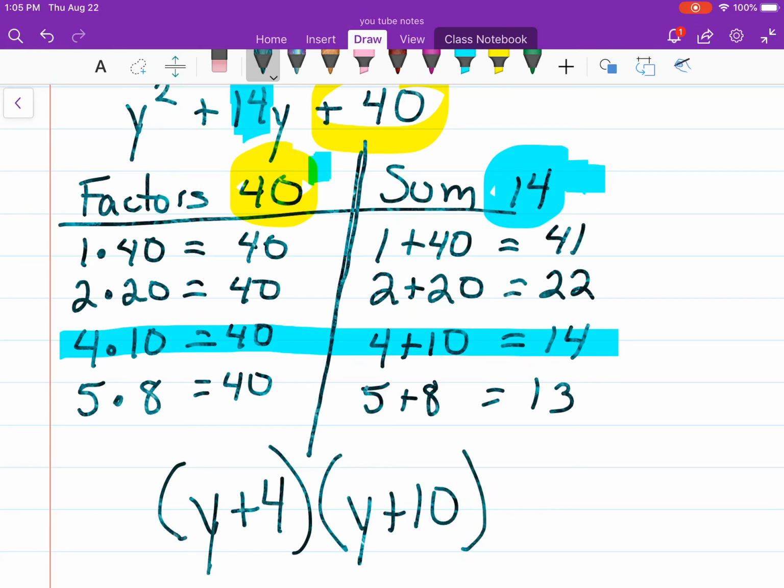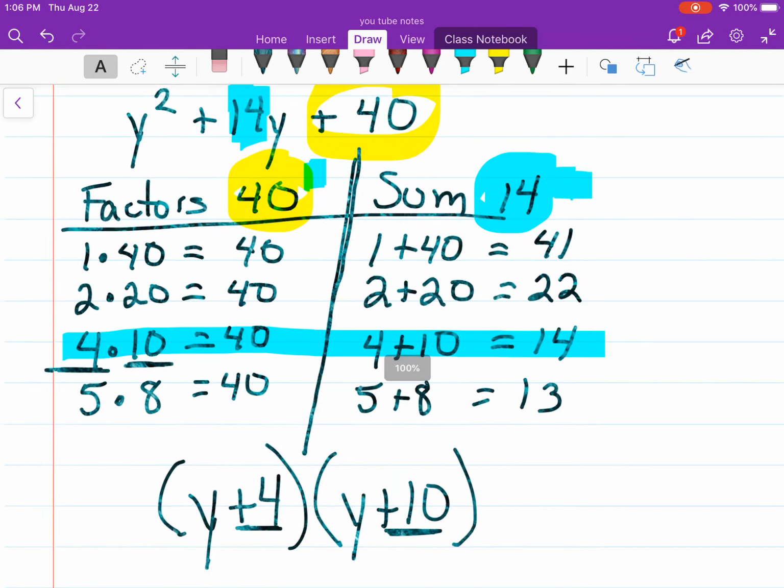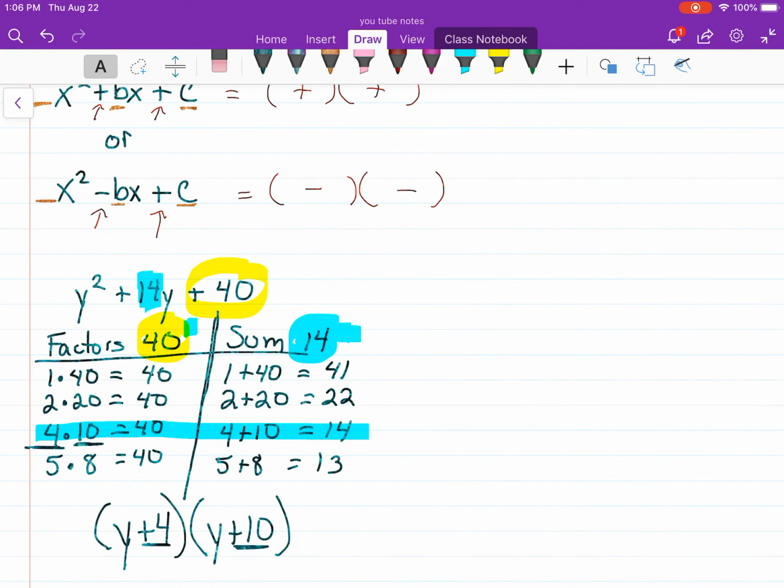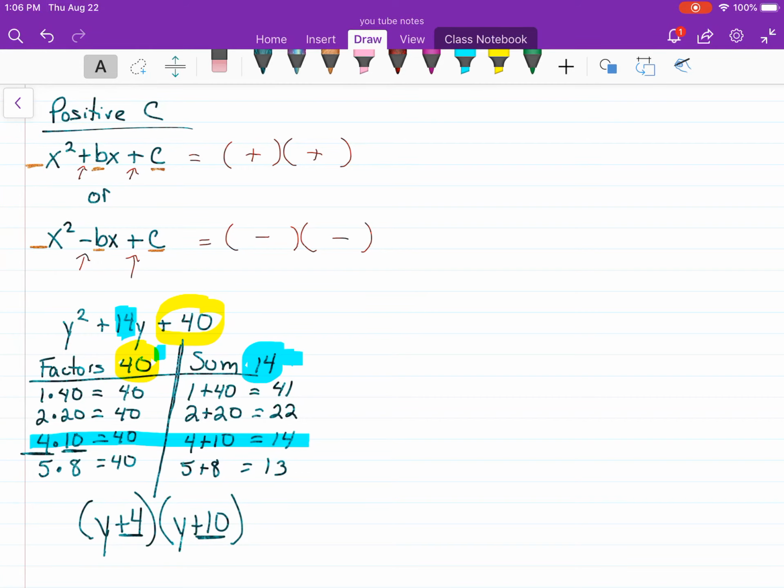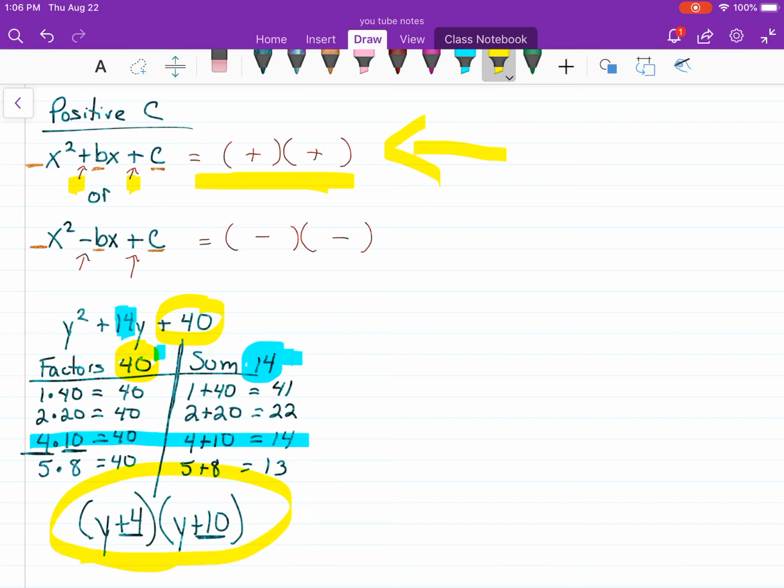Why am I using positives and pluses? Well, this is a positive 4 and a positive 10. That is one way of looking at it. Another way of looking at it is that I can go back to my original template, and I see that if I have a plus and a plus right here and right here, my answer would be templated with a plus and a plus right down here.